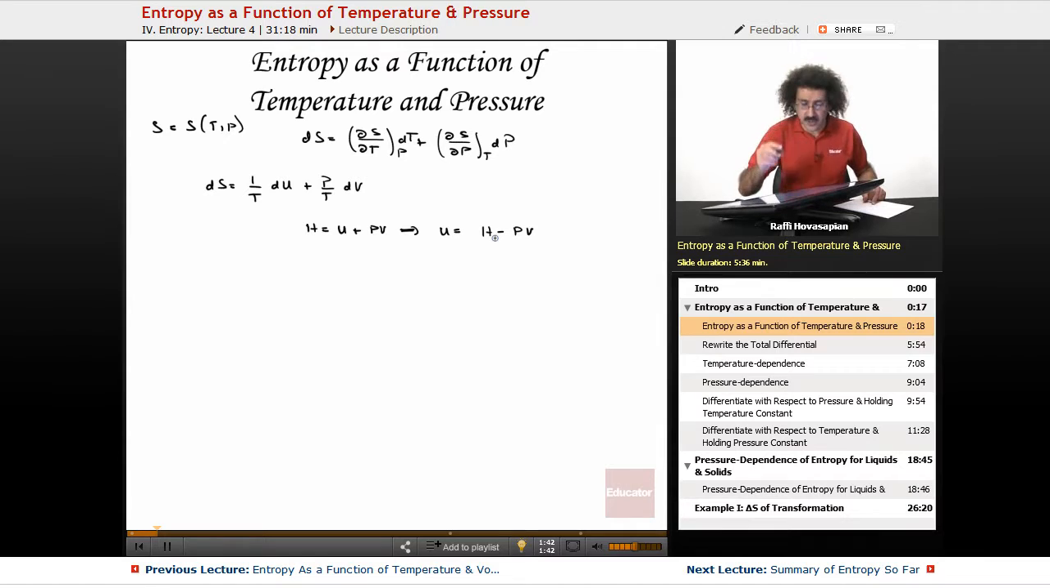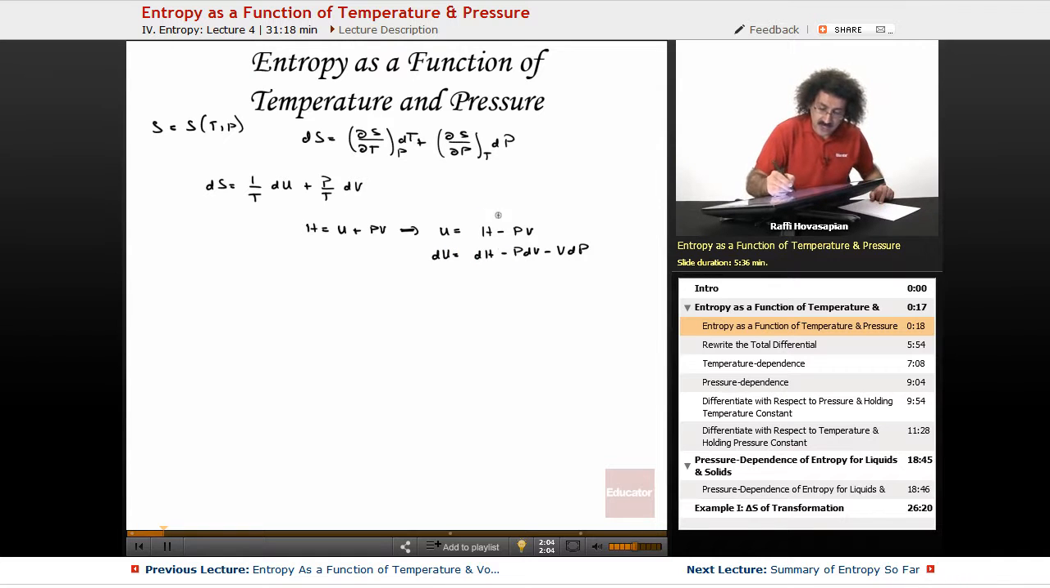Now I'm going to differentiate this expression. So I get dU equals dH. Well, when I differentiate, this is a product, so it's going to be product rule. So it's going to be minus PdV minus VdP. Okay? Now, I'm going to put this expression for dU into the fundamental equation.